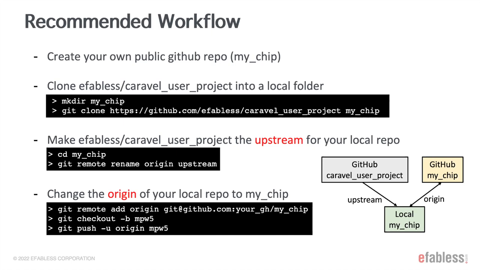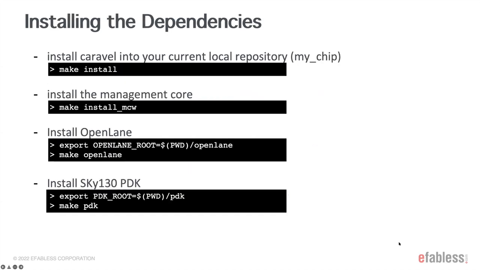some branch. For example, if you are doing this for MPW5, you can create a branch with that name, and then you push to that branch. This is something that we recommend. You don't need to follow this recommendation. You can use your own workflow, but we found this is an easy way to manage things.